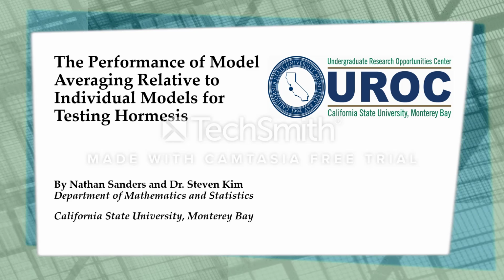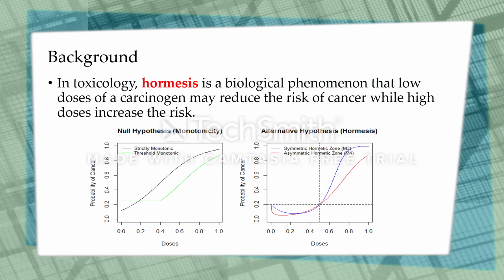I'm Nathan Sanders from California State Monterey Bay, and I conducted research on the performance of model averaging relative to individual models for testing hormesis. So some background: hormesis is a biological phenomenon where low doses of carcinogen may reduce the risk of cancer while high doses increase the risk.